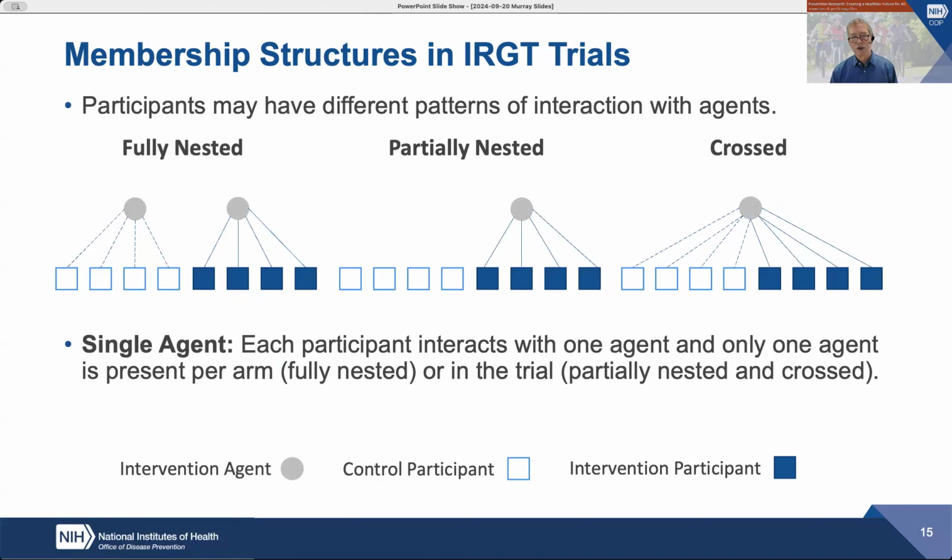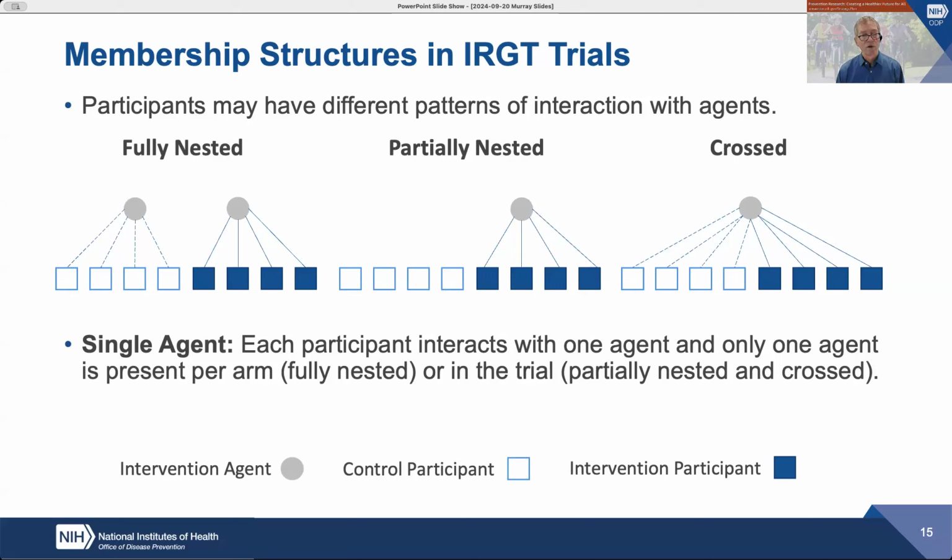The last structure that I'll show you is one that we see but don't recommend. Here there is a single agent, either in the only arm that has agents, or in each arm, or a single agent for the whole trial. In the partially nested situation, there's a single agent responsible for delivering the intervention to all of the participants in that arm. The reason that we don't recommend this design is that it completely confounds the agent with the intervention, and you can't distinguish the effect of the agent from the effect of the intervention. So it's not something that we recommend, but we do see it, and so I'm showing it to you.